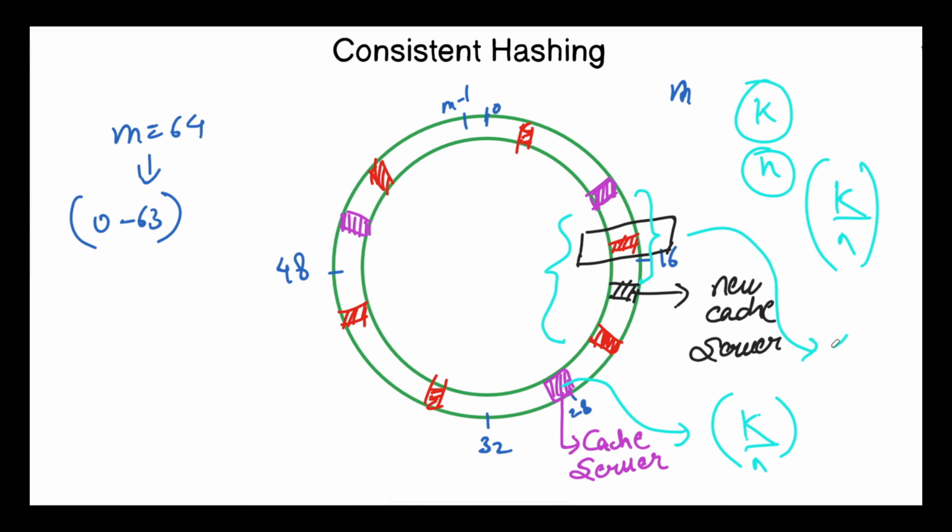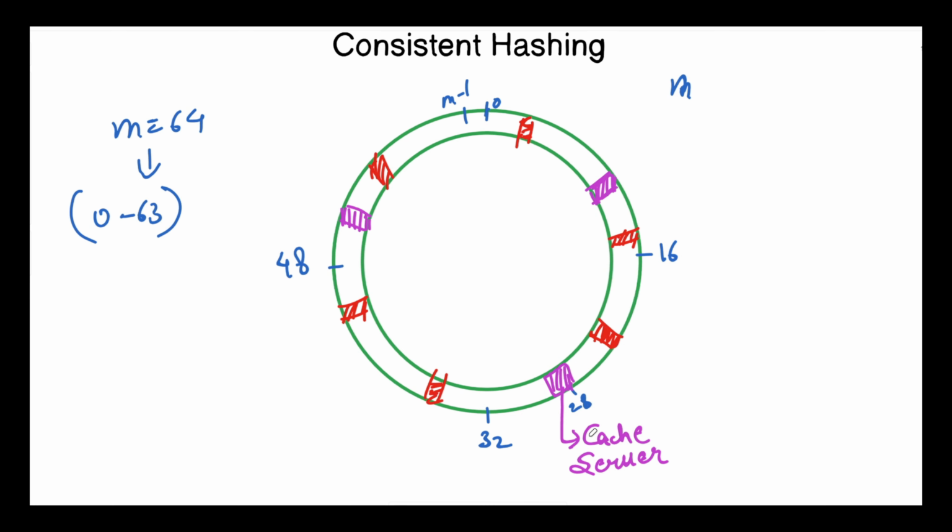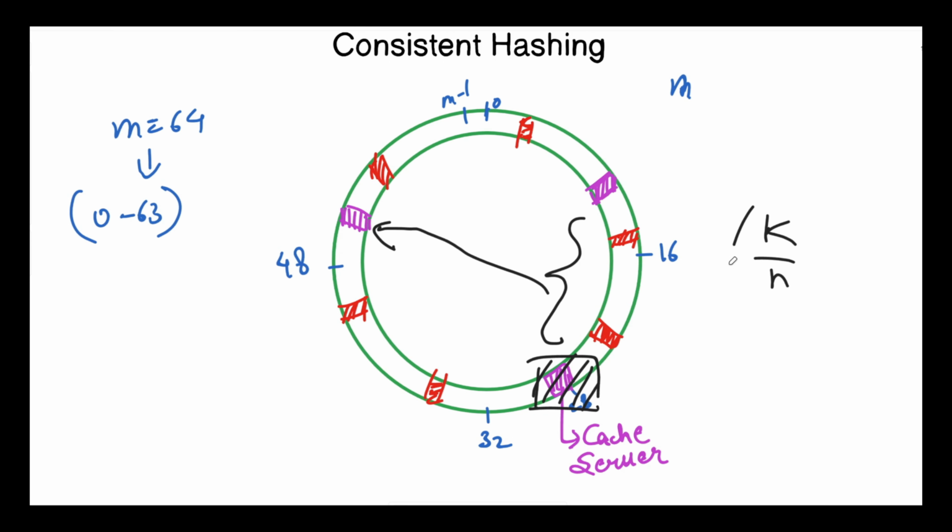which are actually less than k by n. So by the consistent hashing algorithm, we have reduced our data point movements when there is an addition of a new cache server. Now let's see what will happen if one of our cache server dies. Let's say this particular cache server dies. Then in that case, all these data points will be moved to this particular cache server. So in this case also, we have only moved k by n data points.